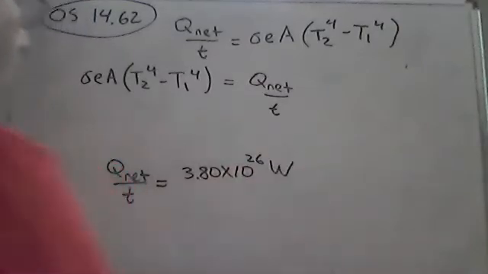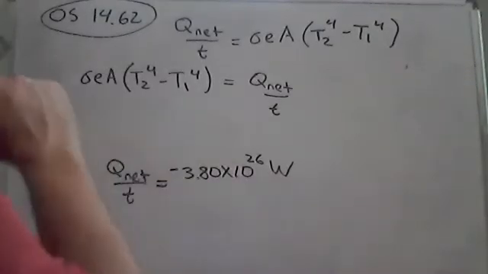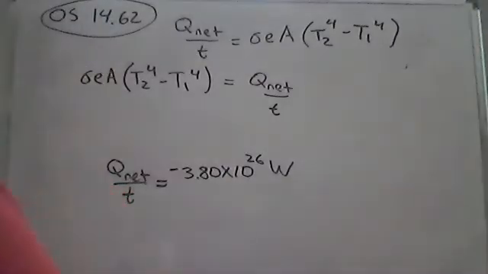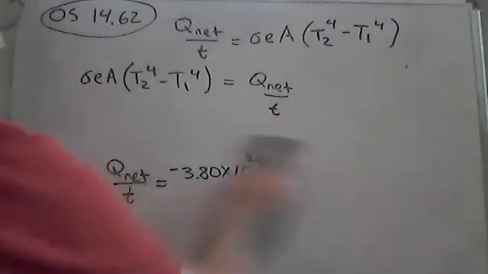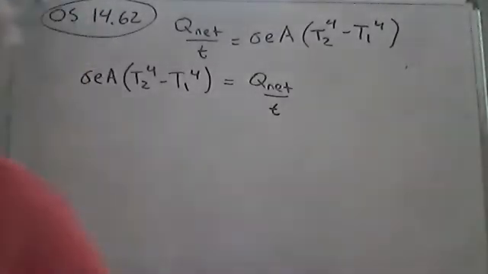Now, remember, heat has a sign convention to it. If a system is losing heat, it's negative. If it's gaining heat, it's positive. So we really want to write here that this is negative 3.80 times 10 to the 26 watts because the sun is radiating heat away from it. So again, that's really important to note here. I have it in a fractional form, but it's really the power. All right. So we solve for this.